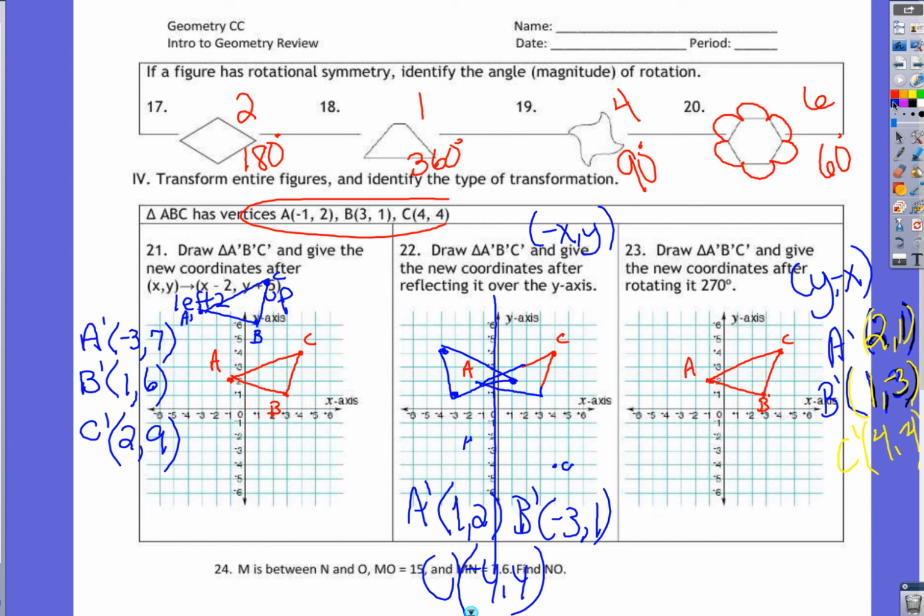Okay, and then we just plot our points. Just you change the sign. And guys, you can always check yourself with rotations. If it's at 270, it should go, if I take my A, it should go 1 quadrant, 2 quadrants, 3 quadrants, in which it did. You can always check yourself. We good?